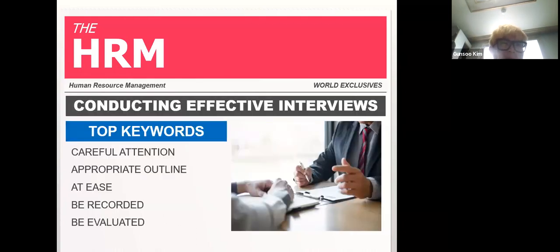And after that, to conduct effective interviews, careful attention must be given in selecting and training interviewers. The plan for the interview should include an outline specifying the information to be obtained and the questions to be asked. The plan should also include room arrangements, privacy, and some degree of comfort. The interviewer shouldn't forget to attempt to put the applicants at ease. The facts obtained in the interview should be recorded, and the effectiveness of the interviewing process should be evaluated.